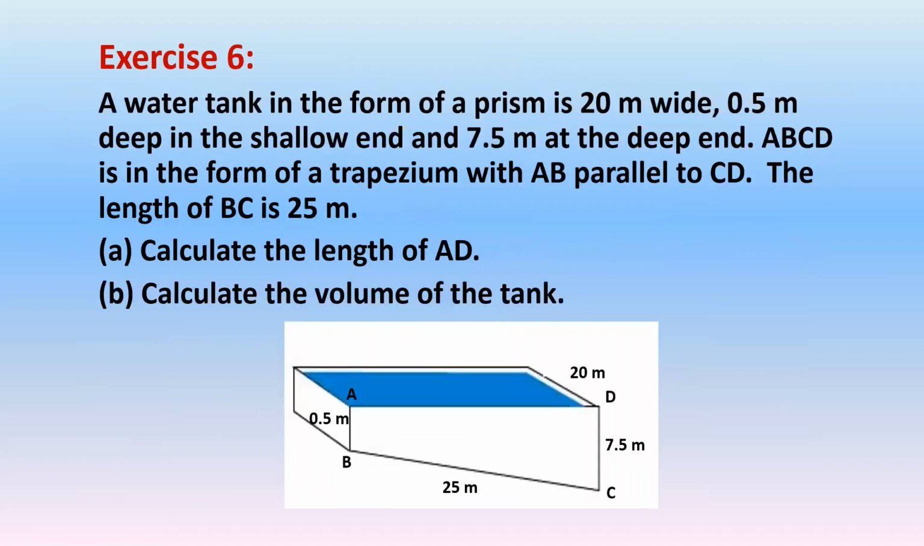Exercise 6. A water tank in the form of a prism is 20 meters wide, 0.5 meters deep in the shallow end, and 7.5 meters at the deep end. ABCD is in the form of a trapezium with AB parallel to CD. The length of BC is 25 meters. Part A, calculate the length of AD. Part B, calculate the volume of the tank.